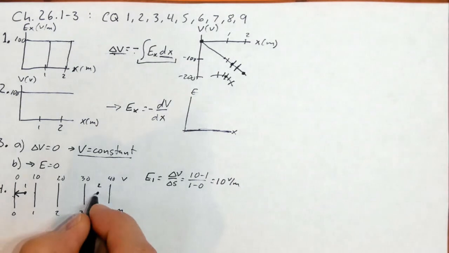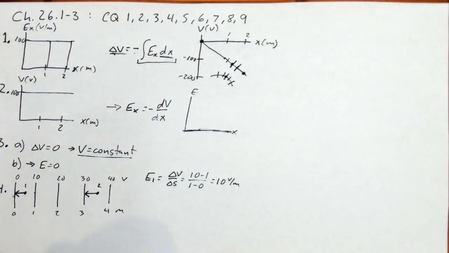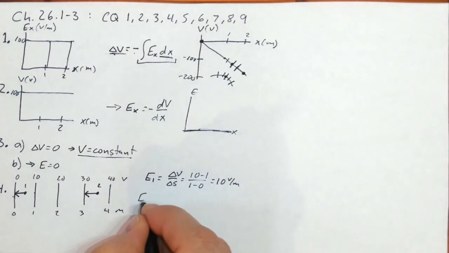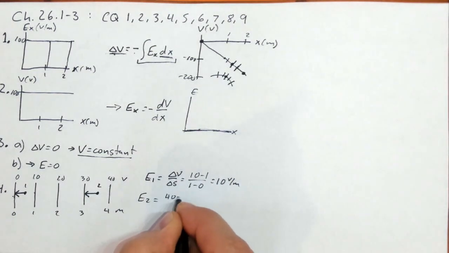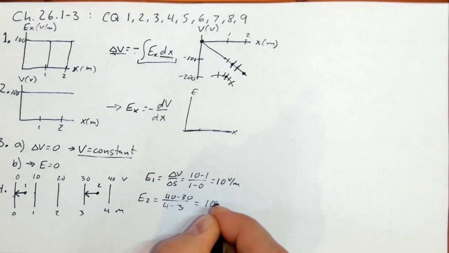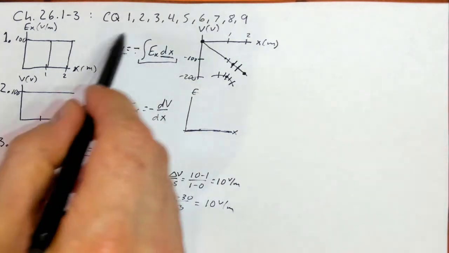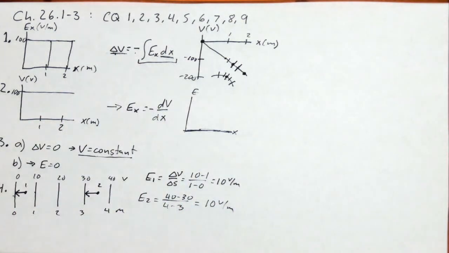So it's the same thing. It's pointing towards lower potential, perpendicular to the potential lines, and E2 is going to be 40 minus 30 over 4 minus 3, which gives me 10 volts per meter. So it's the same thing. All right, so again, see how we're using these ideas to solve these. All right, now go on and look at number 5.